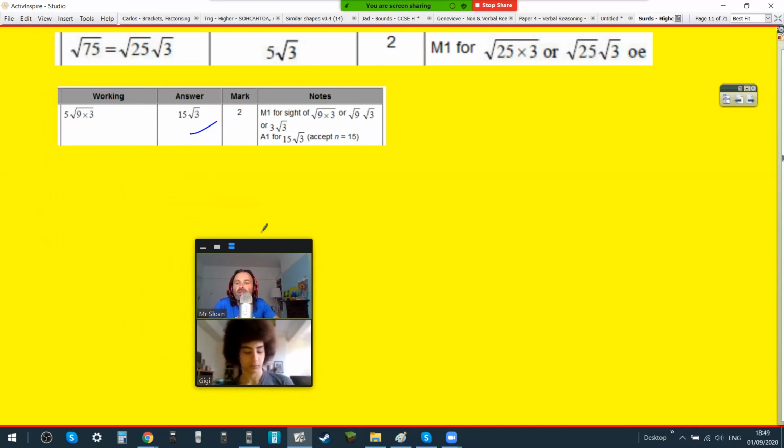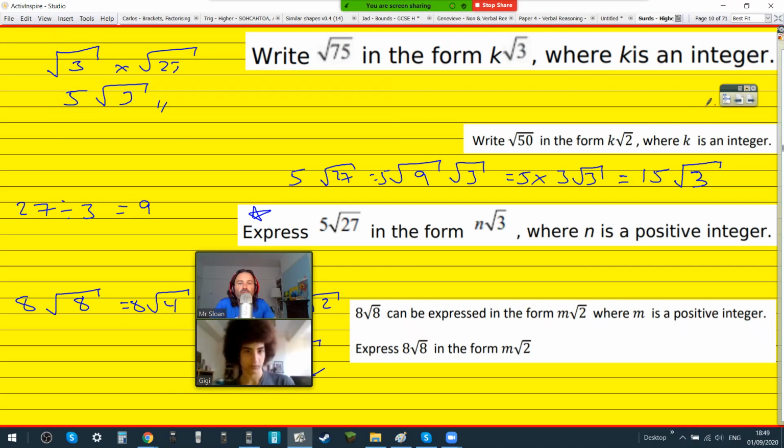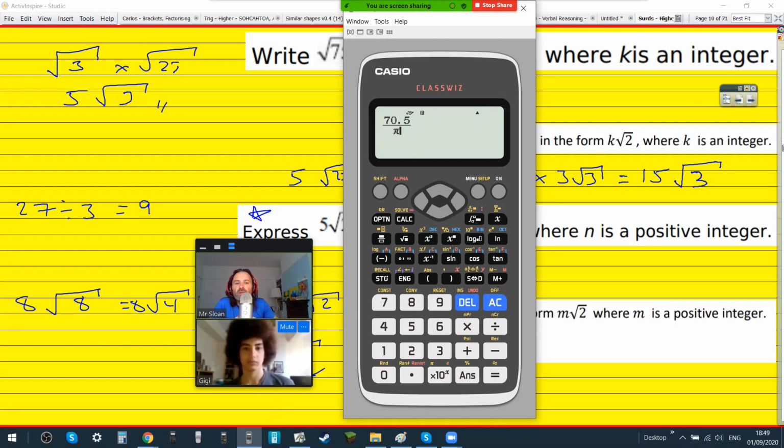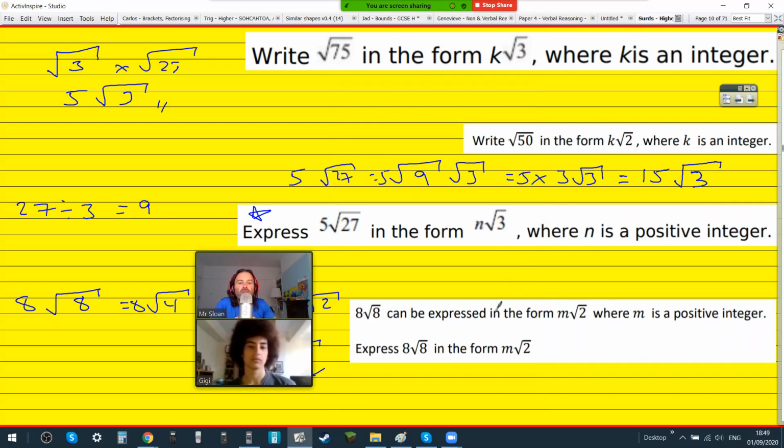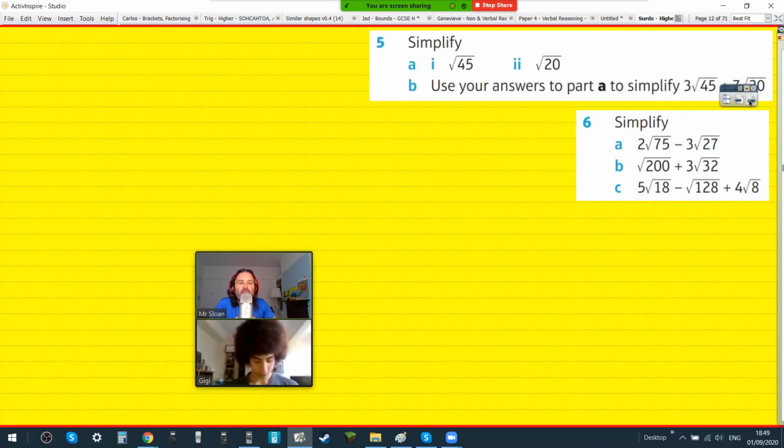Do I have the answer? I don't, but I'm sure it was. It's just, these don't come up in calculator, I don't think. But 8 root 8, 16 root 2. Yeah, great. Any questions about those? No. Pretty good, pretty good.